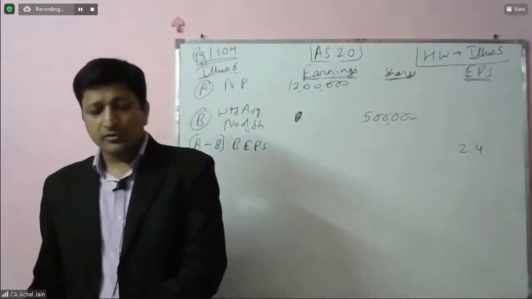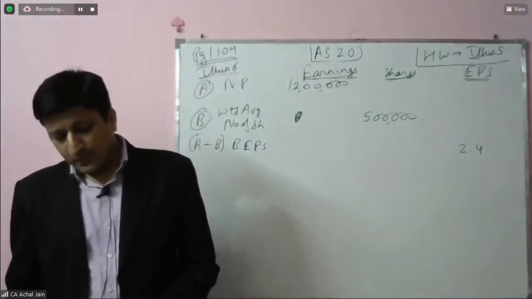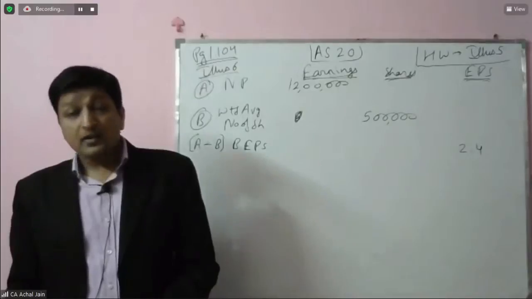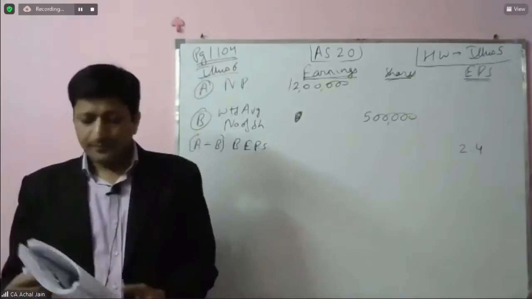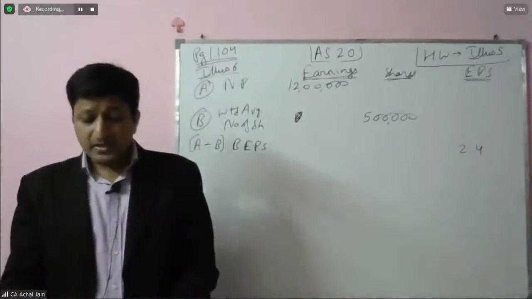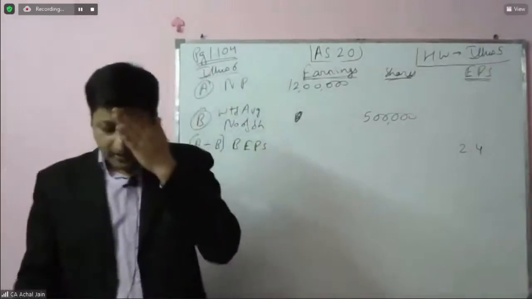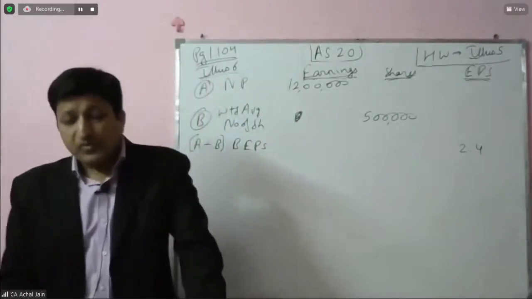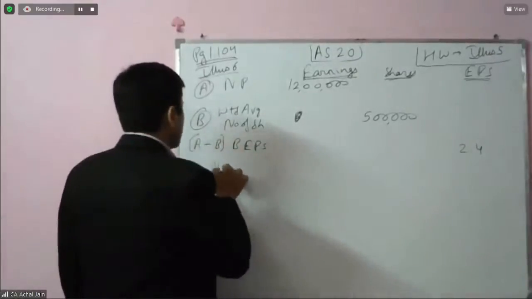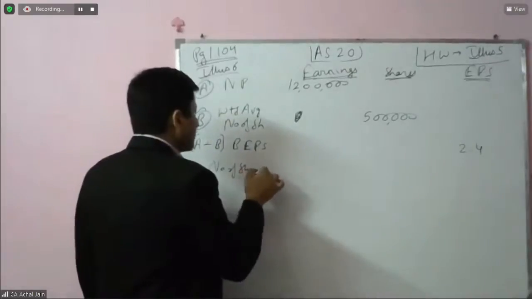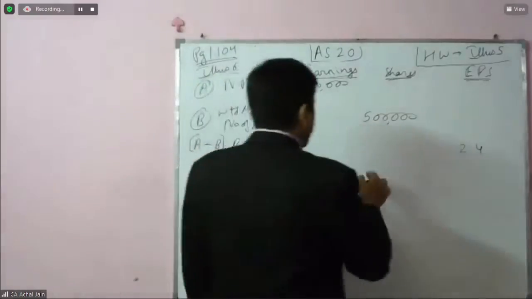So let's go to the solution also. Now in this case, if you'll see, there are options. What do you mean by option? Option means that the instrument can be converted into equity. So what's the number of shares under option? The number of shares under option is 1 lakh.